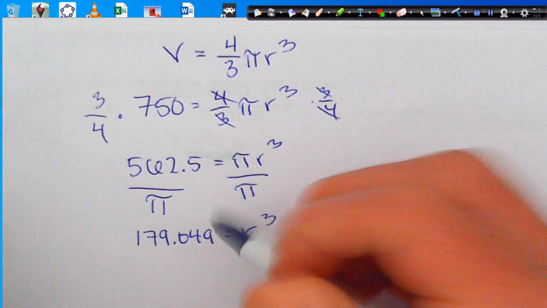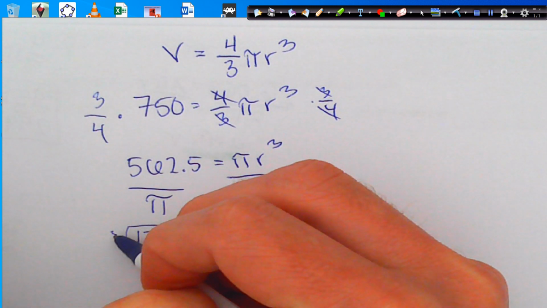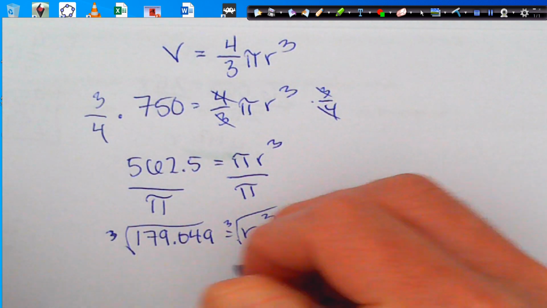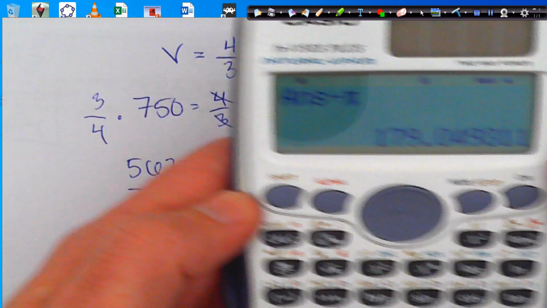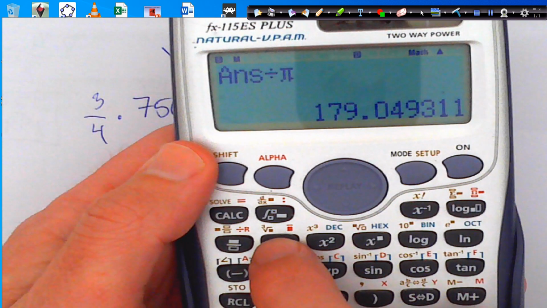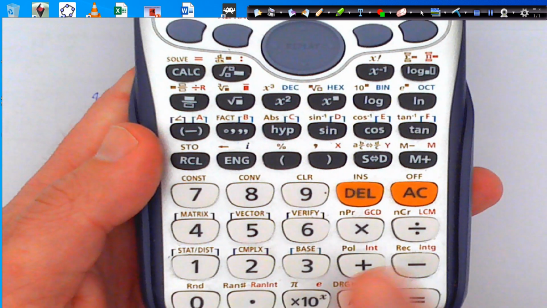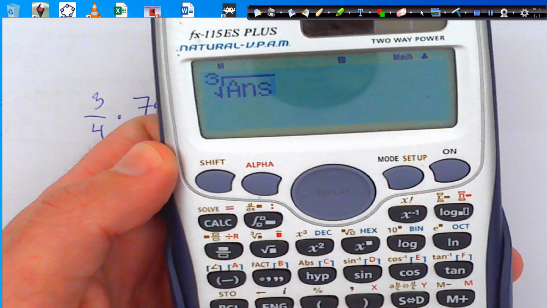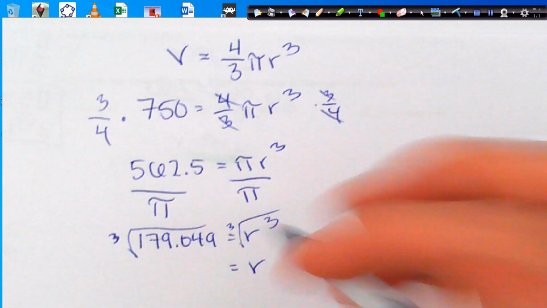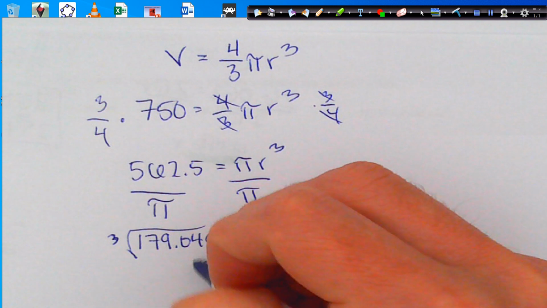And to get rid of the r cubed, I need to cube root this. So you guys remember that, hopefully from algebra. But we can cube root this, and this will just give us r. And so I have that number in there, so you find your cube root function, which is right there. And then I hit the answer button to put that 179 back in there. And you get 5.6. So rounded to the nearest whole number, it's going to be about 6. Here, if you put 5, I would give it to you as well.